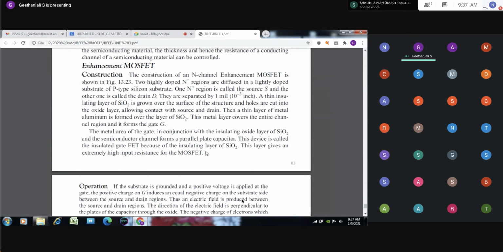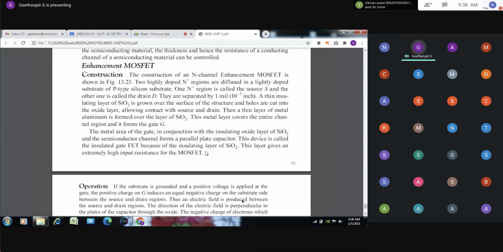A thin insulating layer of silicon dioxide is grown over the surface of the structure and holes are cut into the oxide layer, allowing contact with the source and drain. Then a thin layer of metal, aluminum, is formed over the layer of silicon dioxide. This metal layer covers the entire channel region and it forms the gate. Next we will see the gate. The metal area of the gate in conjunction with the insulating oxide layer of SiO2 and the semiconductor channel forms a parallel plate capacitor.